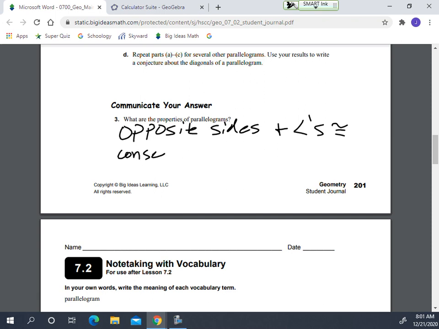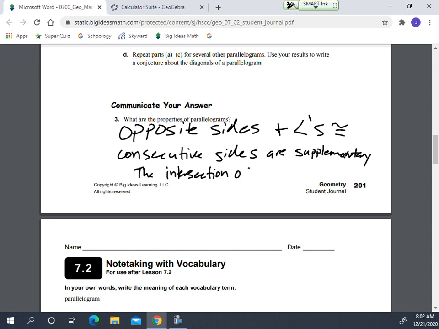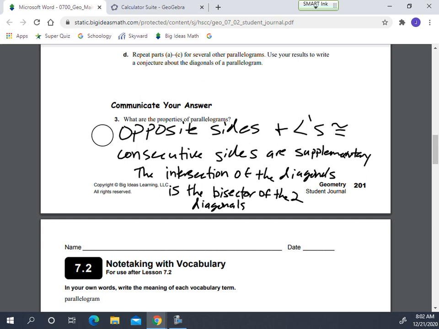Consecutive sides are supplementary, and the intersection of the diagonals is the bisector of the two diagonals. Okay? Now, moving on.